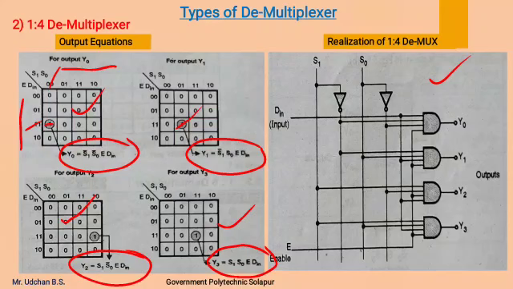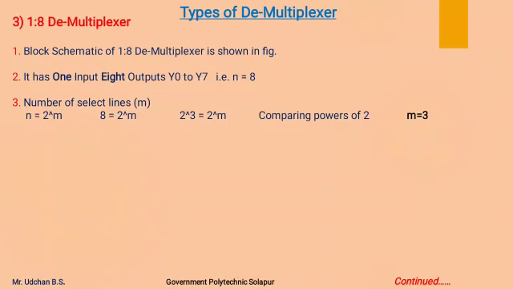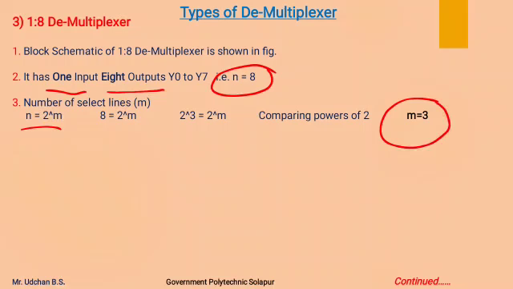This is how we can design 1:4 demultiplexer. Next we will see 1:8 demultiplexer, which is having 1 input and 8 outputs Y0 to Y7, that is n is 8. So using this formula we can find the number of select lines, which we will get as 3. So for 1:8 demultiplexer, the number of select lines will be 3.